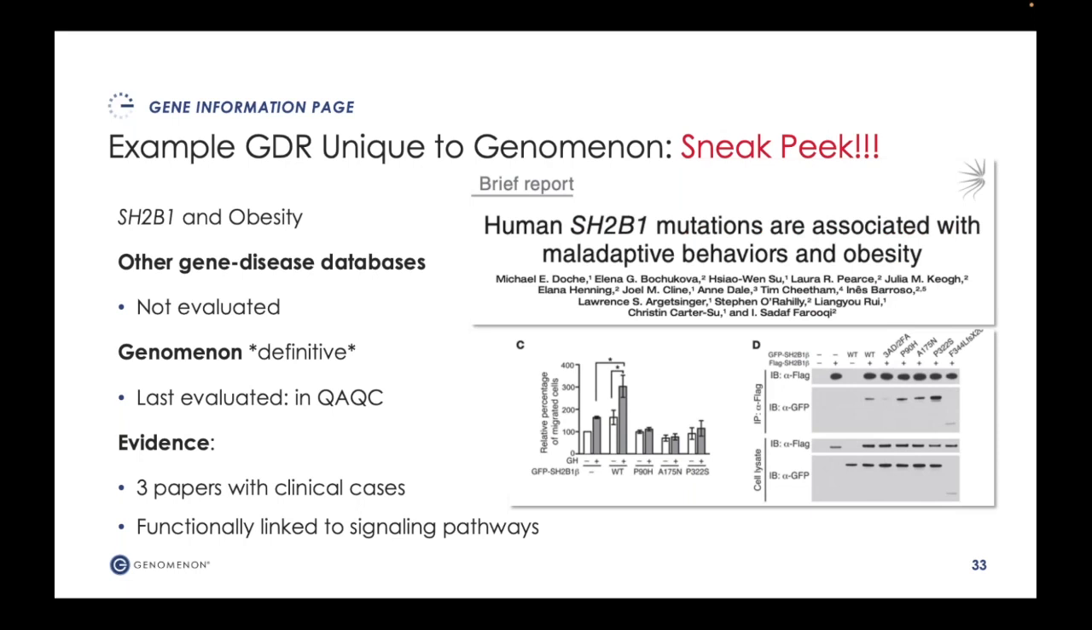SH2B1 and obesity is the next example. This was not identified or evaluated in any other gene-disease databases. When Genomenon approached this gene, we found much evidence, specifically 3 papers with clinical cases, as well as another paper that functionally links this gene to the signaling pathways relevant for obesity. We were able to reach a definitive classification using the evidence provided. This example highlights one of the many reasons that Genomenon is dedicated to curating these gene-disease relationships. There's so much significant data out there, but it requires curation in order to be actionable.